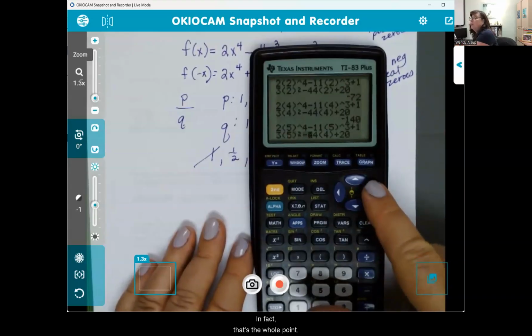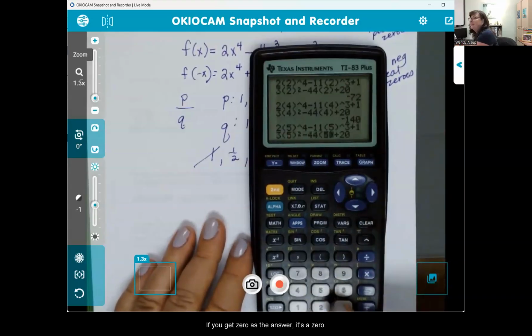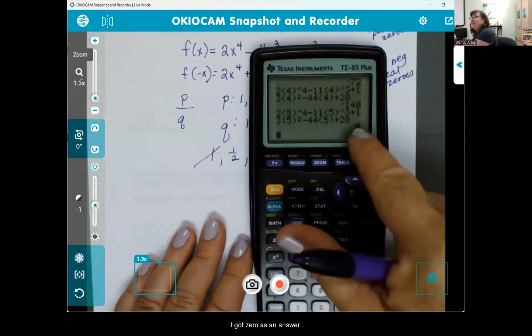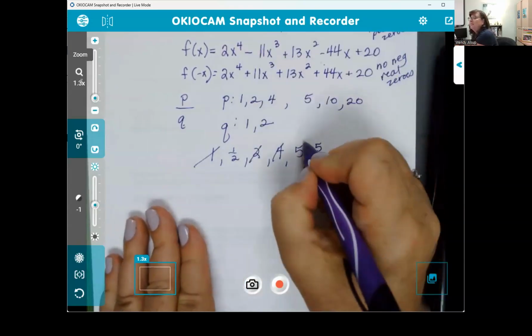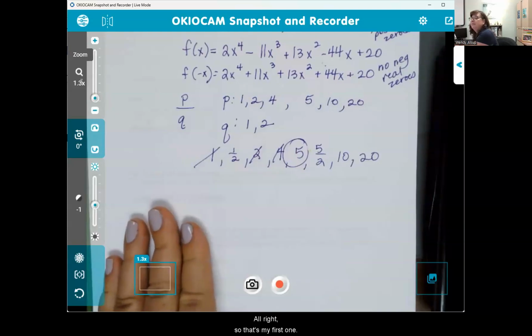In fact, that's the whole point. If you get 0 as the answer, it's a 0. I got 0 as an answer. 5 is a 0. Awesome. All right, so that's my first one.